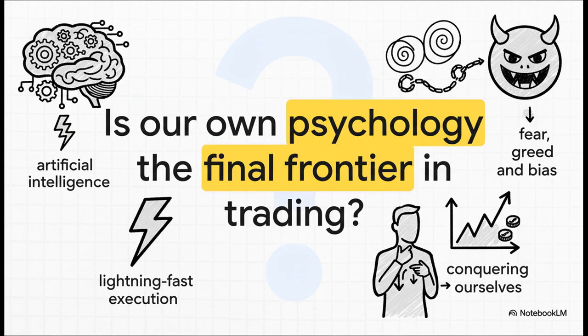We live in an age of artificial intelligence, of markets that are smarter and faster than ever before. But if those incredible systems are still built by and overseen by humans who are wired with fear, greed, and all these biases, well, maybe the final frontier isn't about conquering the market. Maybe it's about conquering ourselves.